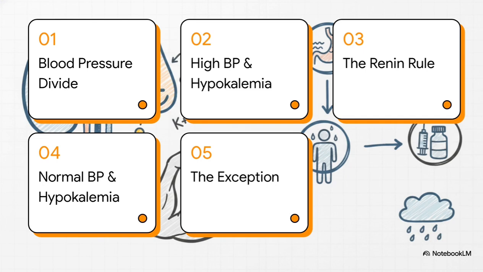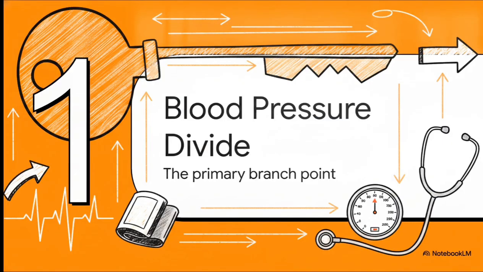Here is our roadmap for today. First, the blood pressure divide. Next, high BP and hypokalemia. Then the renin rule, followed by normal BP and hypokalemia. And finally, the pheochromocytoma exception. Let's start with Section 1, the blood pressure divide, which is our primary branch point.